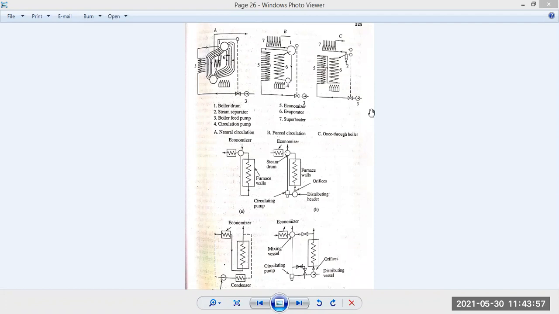And there is a supercritical boiler, which is called a once-through boiler, where no drum is required, because the pressure is especially raised over the critical pressure, that is 221.5 bar, and from there it is sent to the supercritical section, and to the superheater itself.